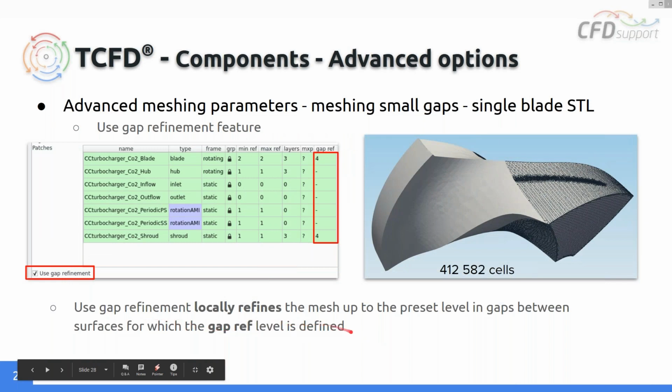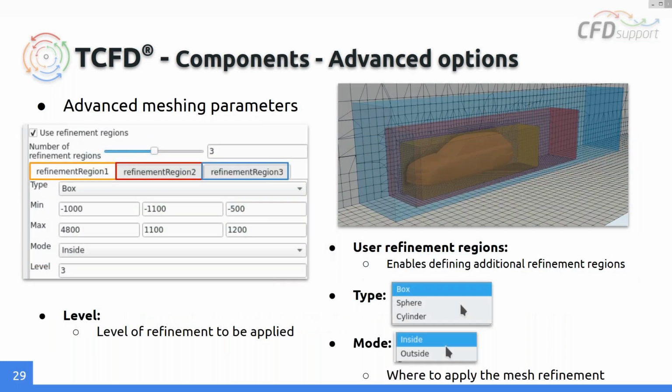Use gap refinement locally refines the mesh up to the preset level in gaps between surfaces for which the gap level is defined. Okay, so this was the gap refinement.